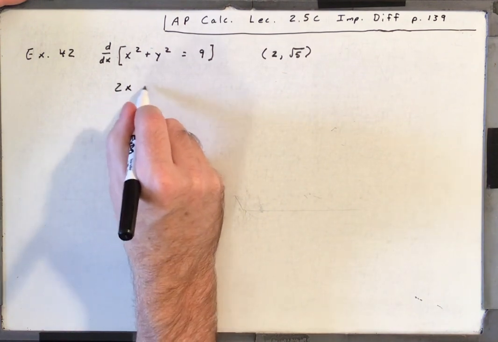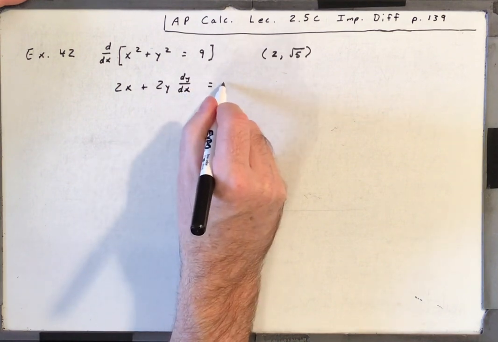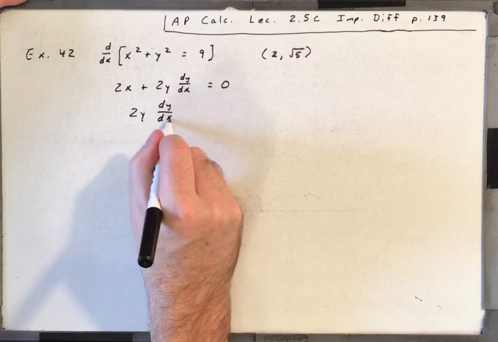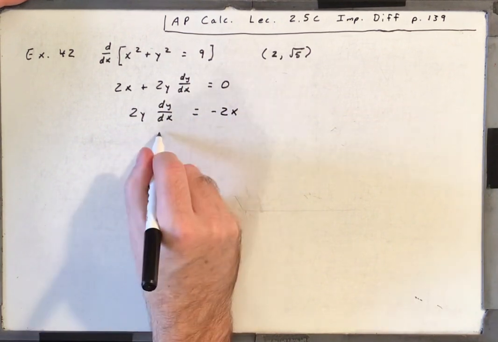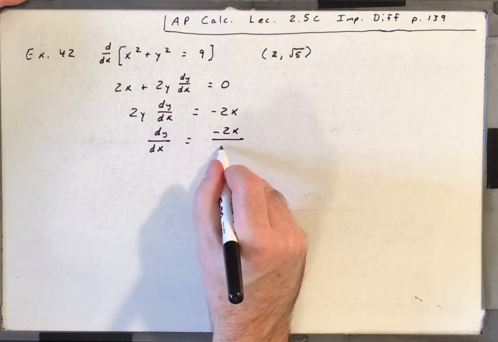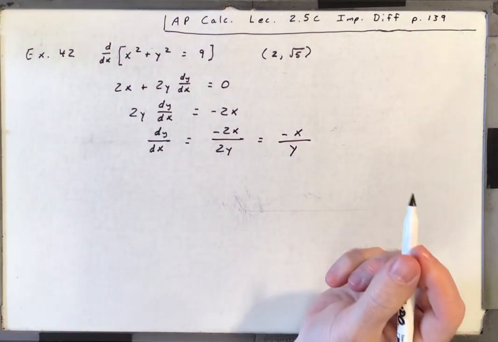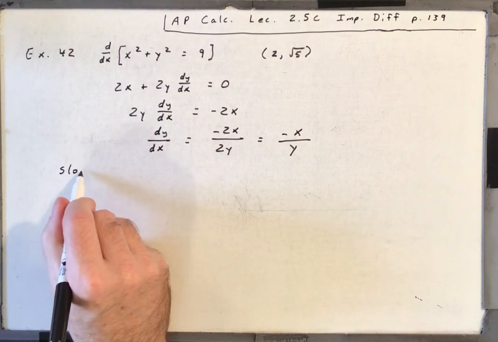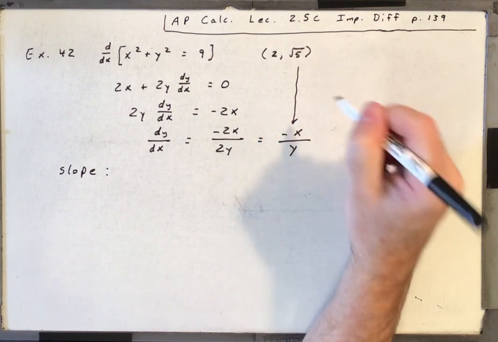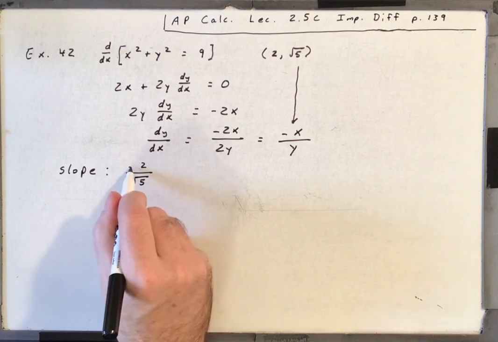So that's 2x plus 2y dy/dx equals 0. So I have 2y dy/dx is equal to negative 2x. So dy/dx is equal to negative 2x over 2y, which is negative x over y, which is always the formula for a circle. All right, the slope then is we're going to plug in 2, root 5 into that. So that'd be negative 2 over the square root of 5.